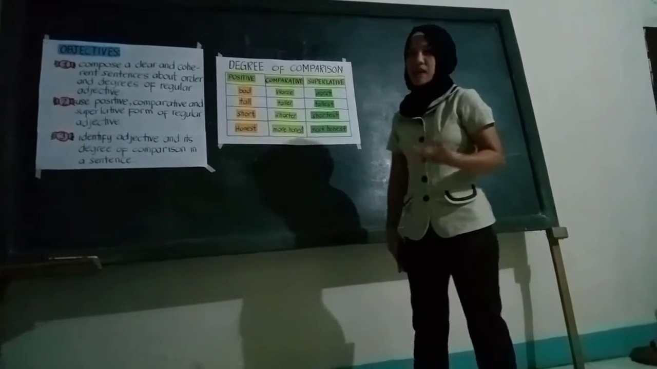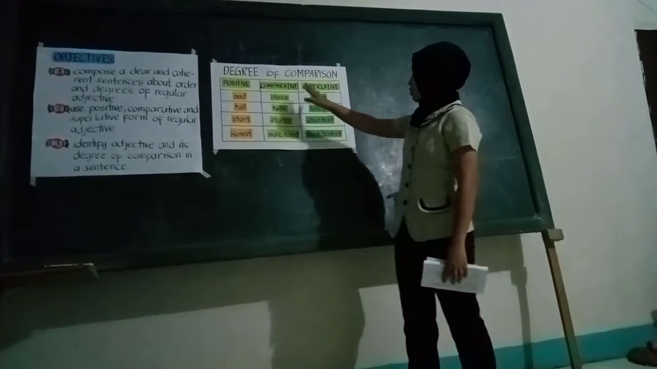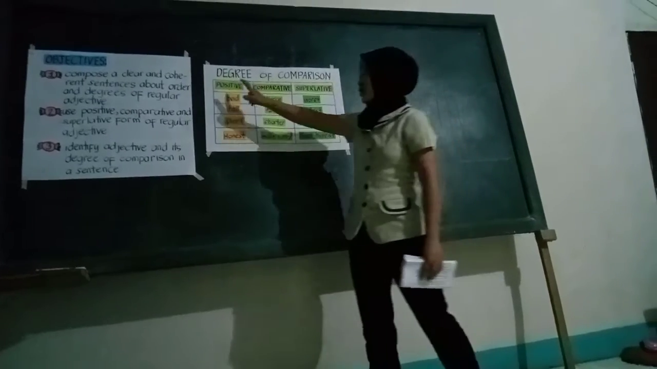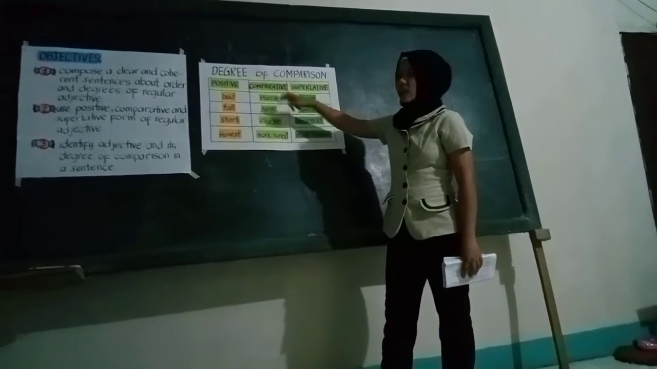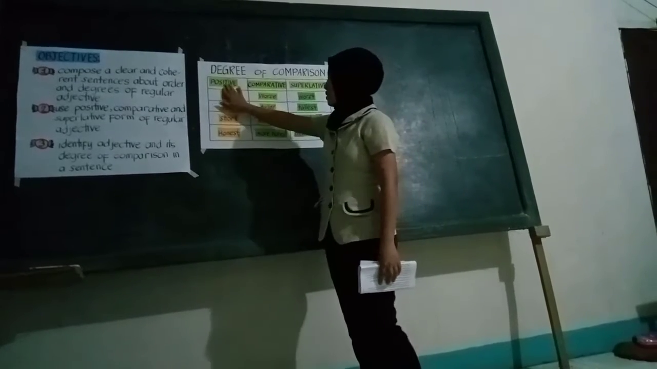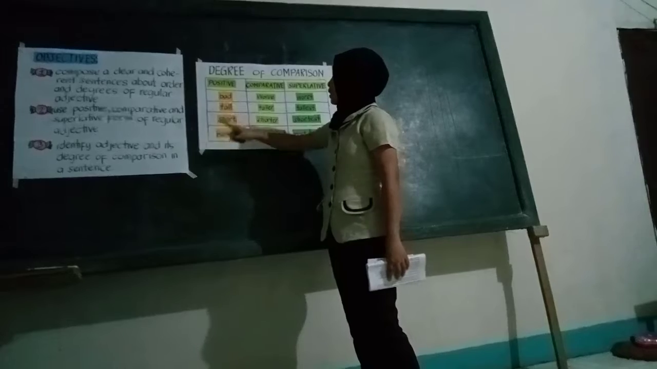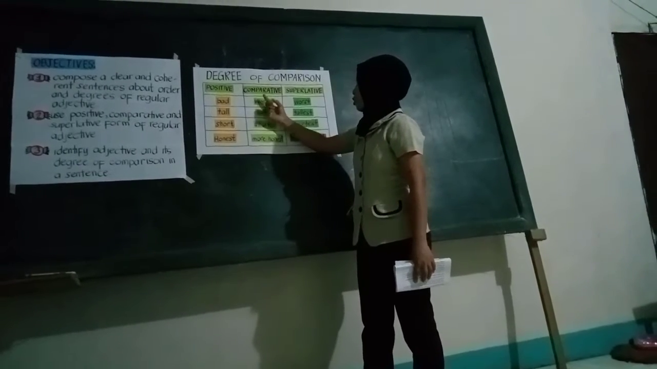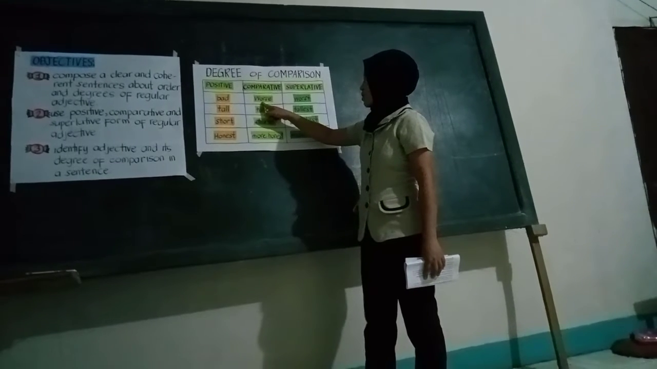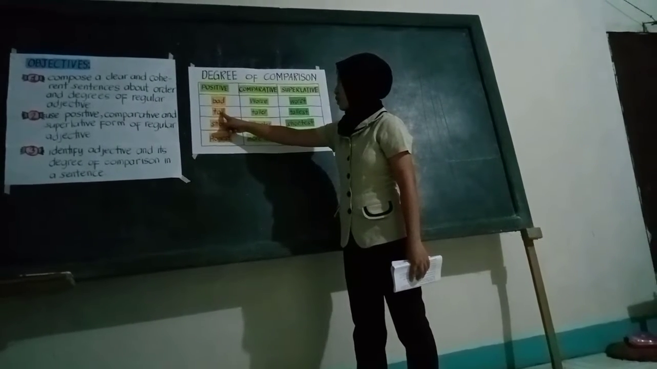Alright, so when we say adjectives, these are words used to describe a noun or pronoun. And when we say regular adjectives, these are words that come in three forms. So what are those three forms? We have the degrees of comparison: the positive degree, the comparative degree, and the superlative degree. On the positive degree side, we have the words bad, tall, short, and honest.